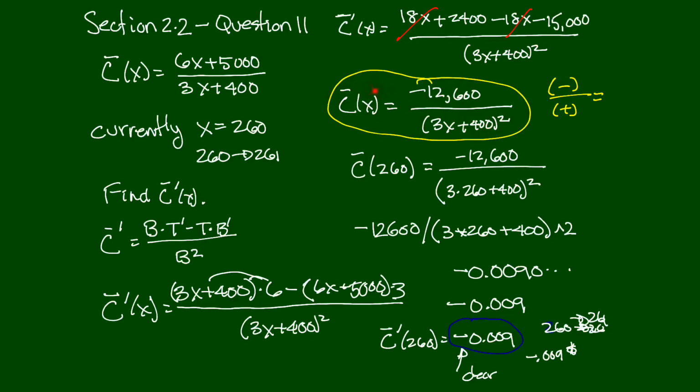So this derivative here is always negative, which means that C bar of x is decreasing. So the more cards we make, the lower the cost. And here's proof. It's always decreasing. It will never go back up.